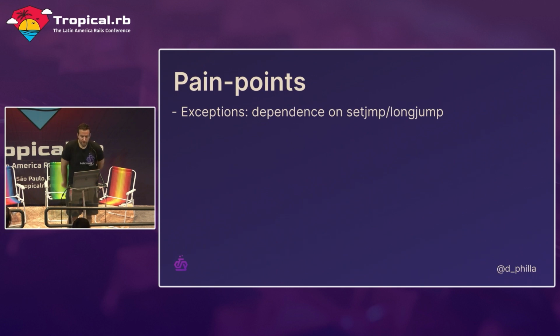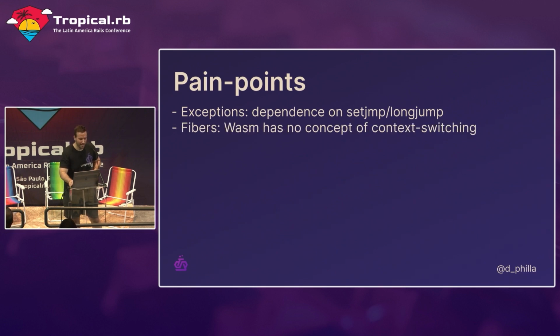So one of the first problems that we encountered with this was things like setjmp, longjmp, right? If anyone here has done C or low-level work, there's just one stack machine in WebAssembly. You can't really go to different parts that easily. So that was a huge problem, right? Because a lot of Ruby's error handling is implemented using these, right? Fibers. Wasm has no context switching, so it has no concept of this, right? So how do we deal with that?